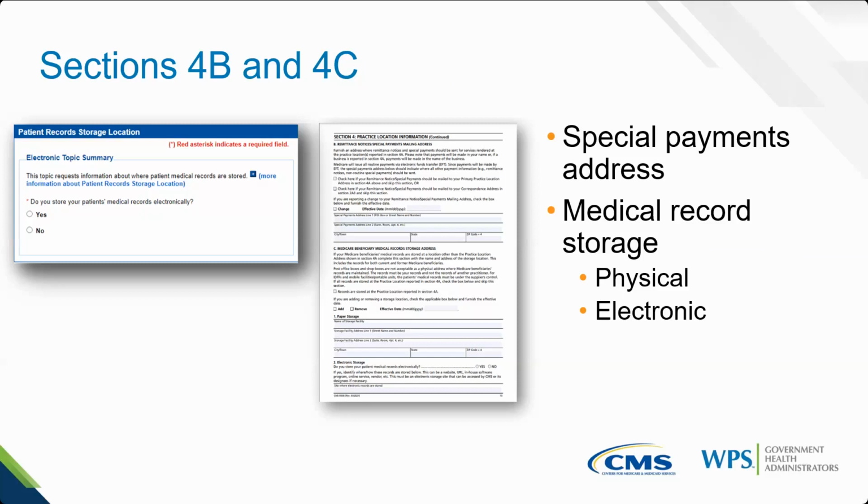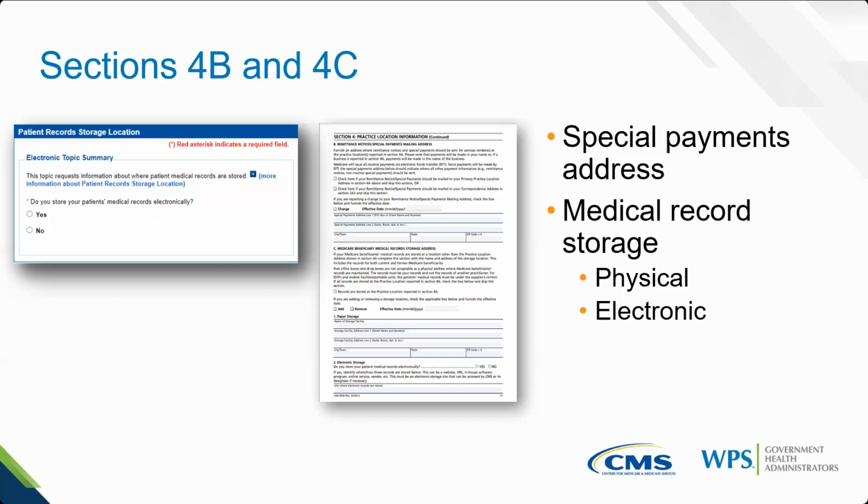The other thing that you'll see is medical record storage. So we do need to know where those medical records are stored. This is different from the medical record correspondence address. This is where they are either physically or electronically stored. If they're physically stored, we do need to have a street address because we need to know physically where those records are going to be held. So a PO box will not be acceptable here if it's standing on its own.